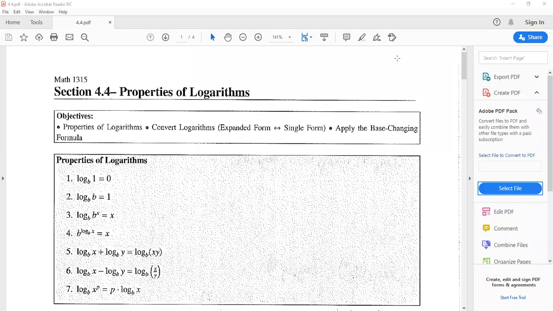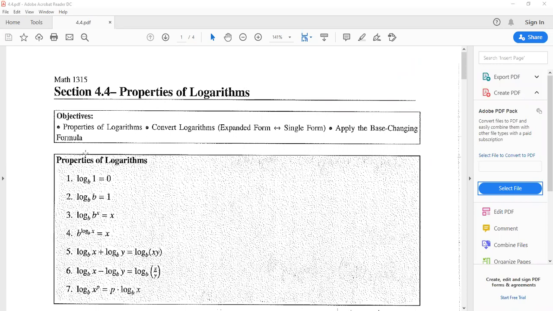All right, people. So we're moving on here to section 4.4, the properties of logarithms. Now, actually, a lot of these we have already seen. In fact, these first four we have already met in the previous talk. But just to remind ourselves, let's talk about them again.